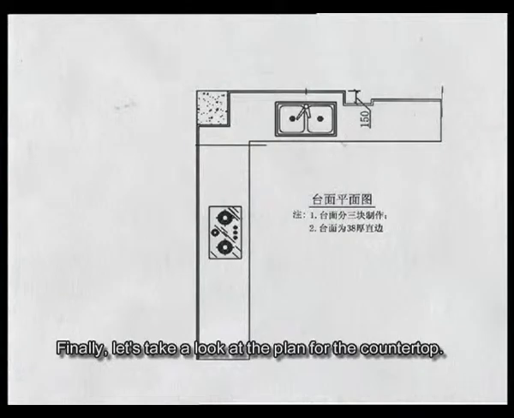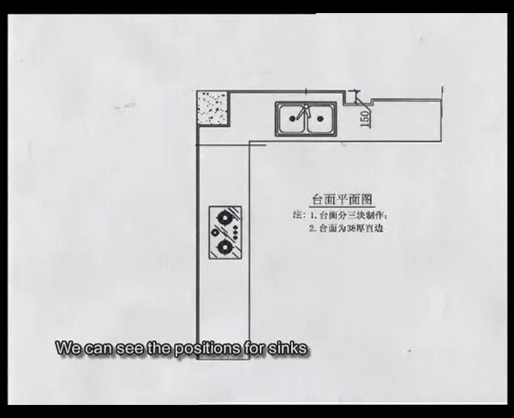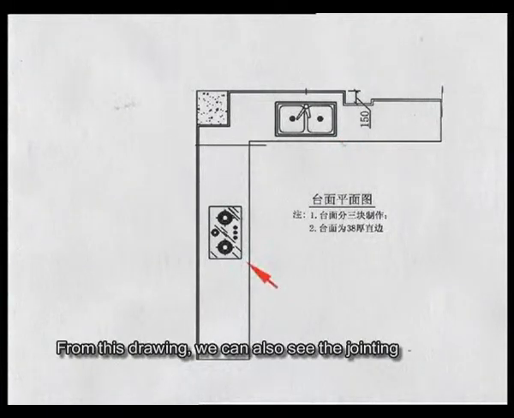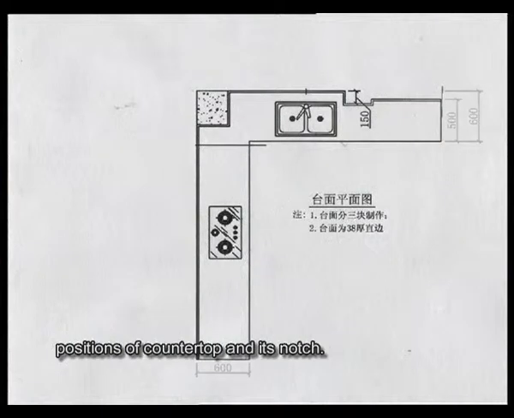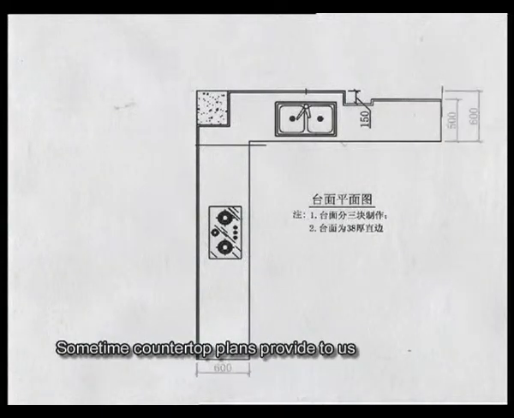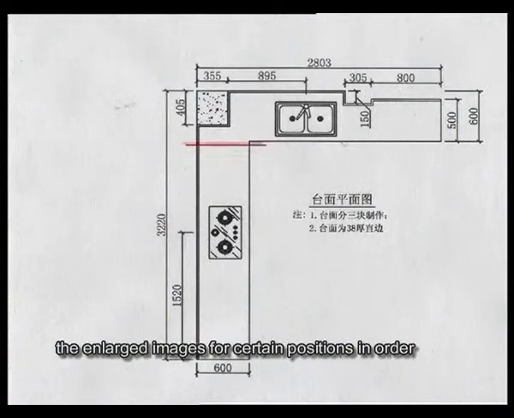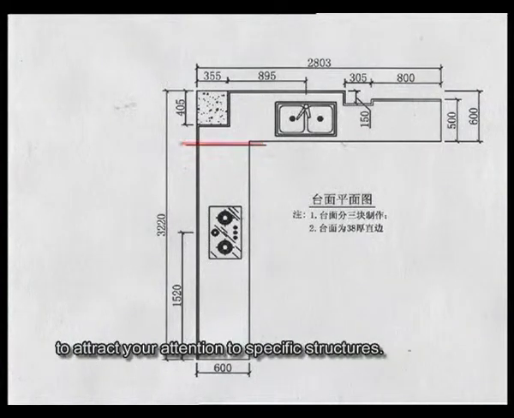Finally, let's take a look at the plan for the countertop. We can see the positions for sinks and stoves as well as the length and width of countertop. From this drawing, we can also see the jointing positions of countertop and its notch. Sometimes countertop plans provide to us the enlarged images for certain positions in order to attract your attention to specific structures.